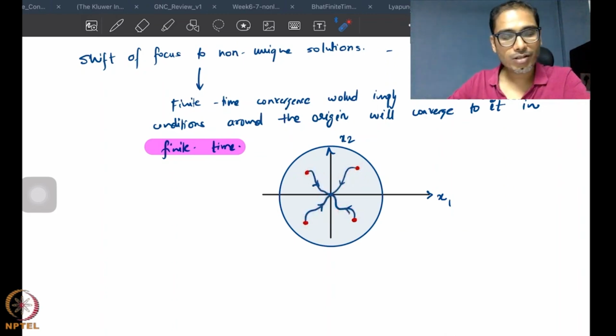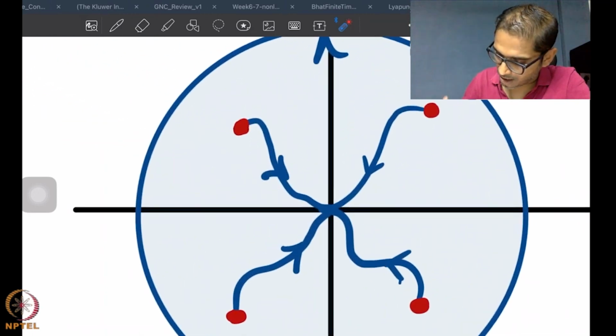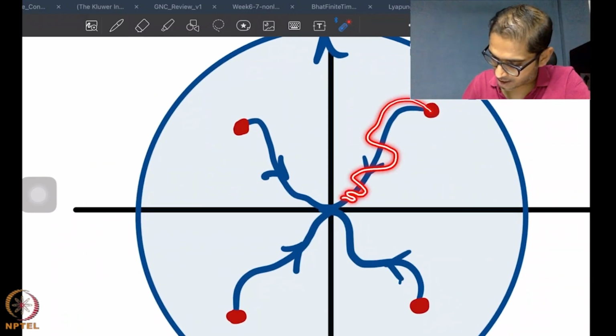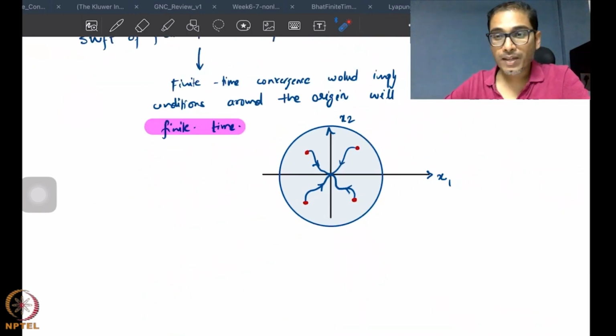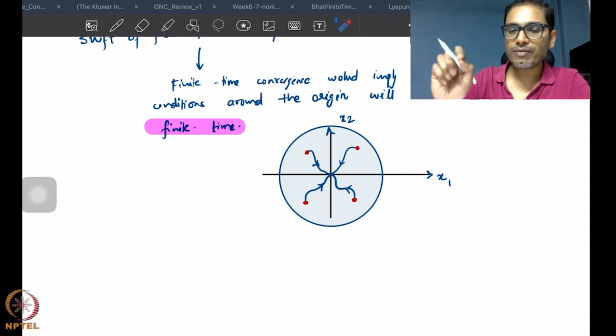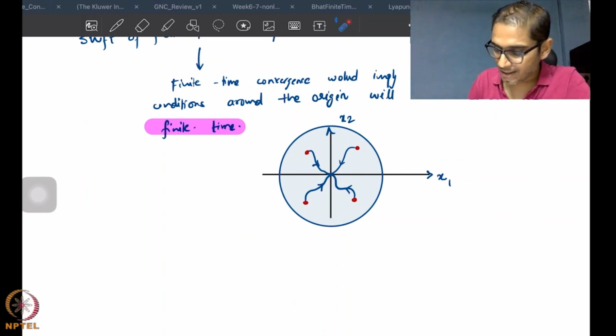Now this was not possible in the asymptotic case. Why was this not possible in the asymptotic case? Because you in fact never reached the origin at all. You were always very close to the origin. Even if I really zoomed this in, with an asymptotic law I would be something like this, something really close, but never really going to the origin. So in the asymptotic case, there was no question of starting from the origin and in backward time going into different trajectories.